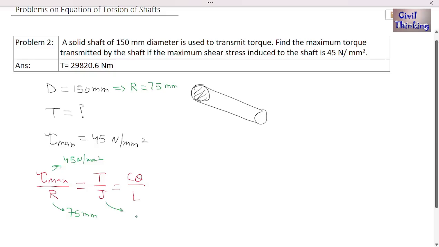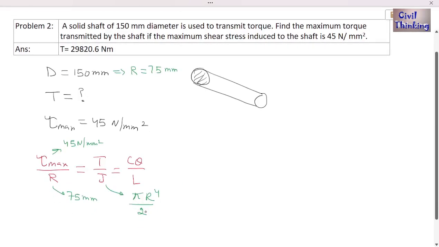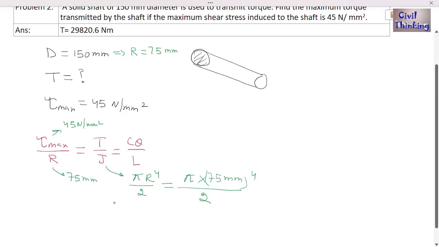J is the polar moment of inertia of a solid shaft, and the polar moment of inertia of a solid shaft is given by pi r to the power 4 divided by 2. Again, I will put the link for this equation in the description so that you can see. So it is equal to pi times 75 mm to the power 4 divided by 2. As usual, we have to find T from this equation.